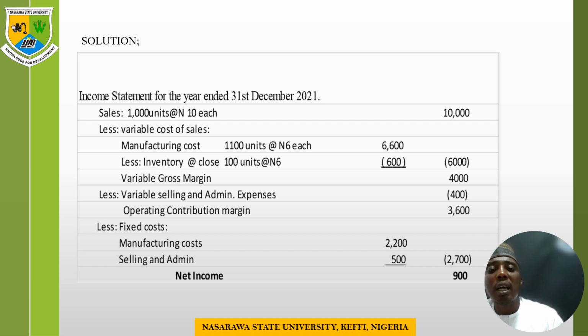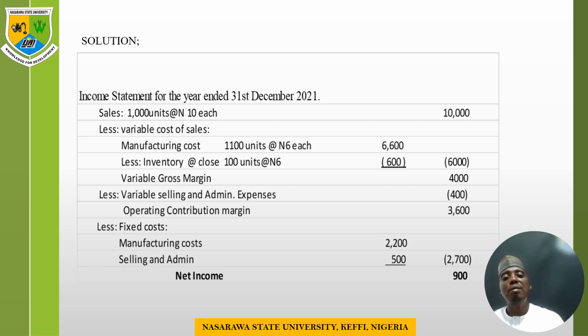Now, the fixed cost element in this question comprises what? The manufacturing cost and the selling and admin cost, which amount to 2,200 and 500 respectively. So in total, 2,200 and 500 will give us the balance of 2,700. So if we subtract 2,700 from the value of the contributions, hence is our net income. So this is the income statement for ABC Limited for the year ended 31st December.